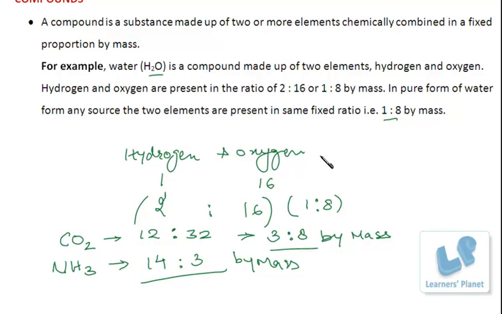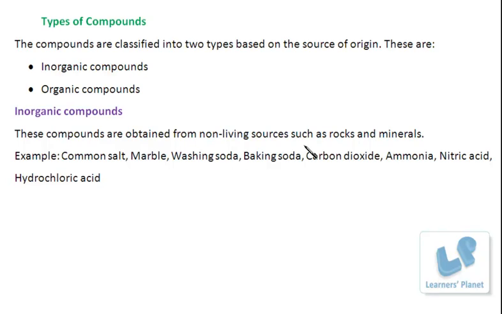Right? Now let's discuss the characteristics of compounds and also the classification of compounds, how they are classified further. The compounds are classified into two types based on the source of origin, depending upon where they are present or from where they are obtained. These are inorganic compounds and organic compounds. So compounds are classified on the basis of their origin as inorganic and organic compounds.